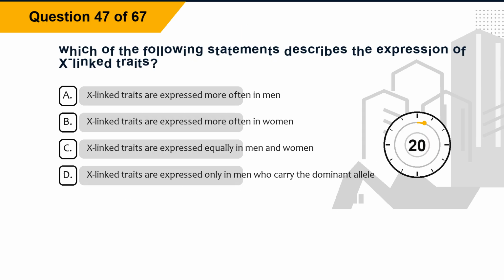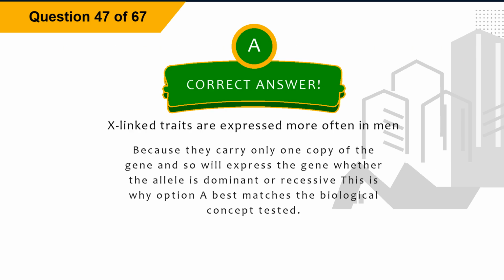Question 47. Which of the following statements describes the expression of X-linked traits? Option A, X-linked traits are expressed more often in men. Option B, X-linked traits are expressed more often in women. Option C, X-linked traits are expressed equally in men and women. Option D, X-linked traits are expressed only in men who carry the dominant allele. The correct answer is option A, X-linked traits are expressed more often in men. Explanation: because men carry only one copy of the gene, they will express it whether the allele is dominant or recessive. This is why option A best matches the biological concept tested.